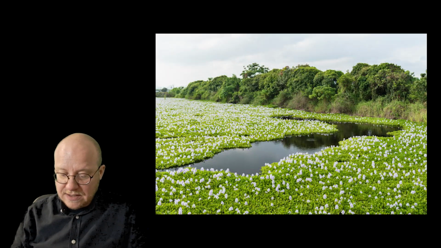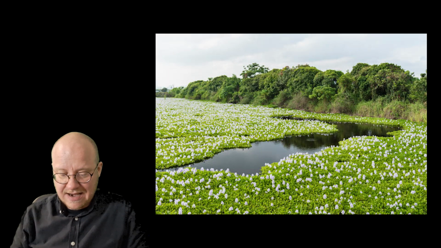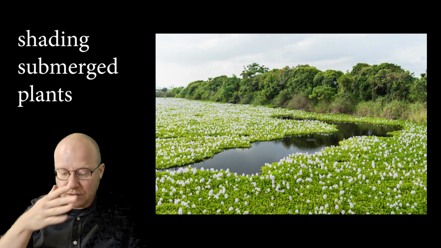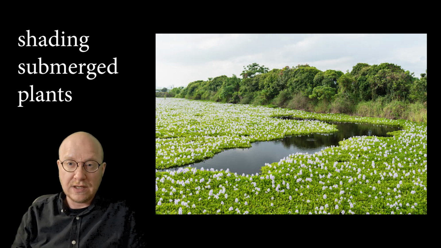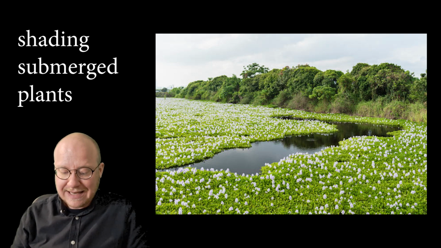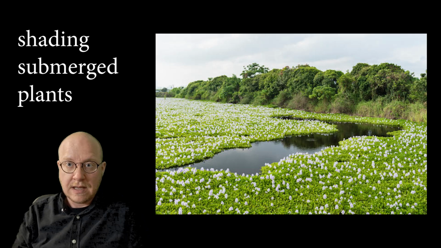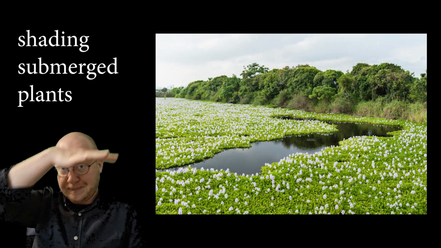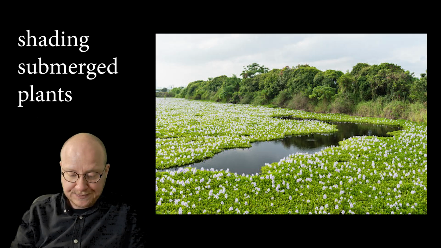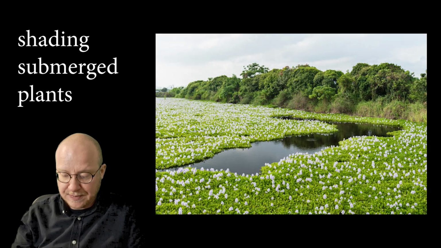Large numbers of species such as water hyacinths and Nile cabbage may cover large areas and move into open water, preventing light from reaching submerged plants. Okay, so some of these floating macrophytes or plants create too much shade for the plants that are underneath.